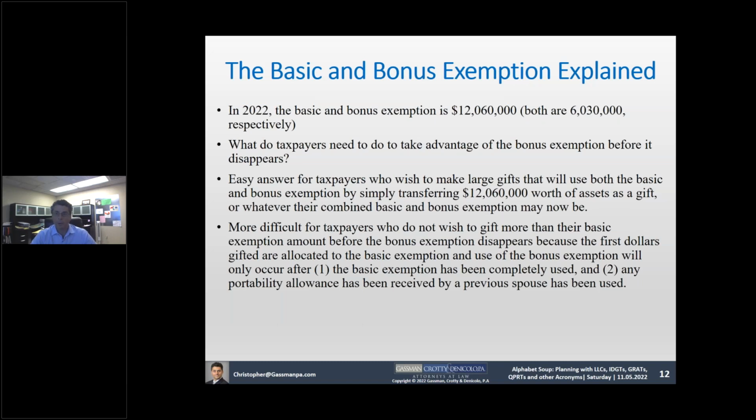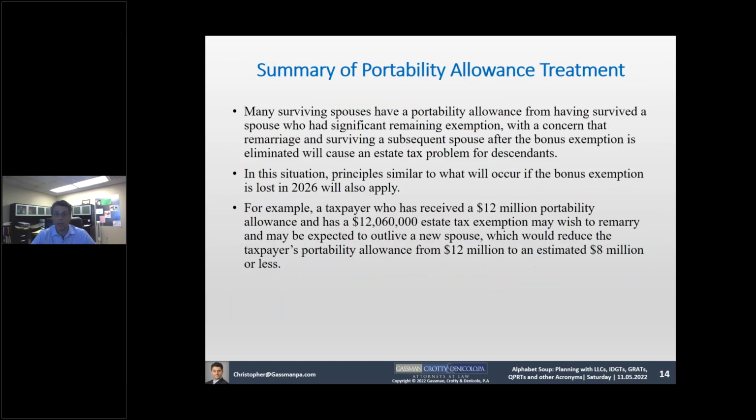One other topic I want to mention is this concept of portability. Now, portability is the ability of a decedent to pass unused amounts of the estate tax exemption to his or her spouse, so that way you don't really have to assure that the first dying spouse has assets that fill up his or her exemption.